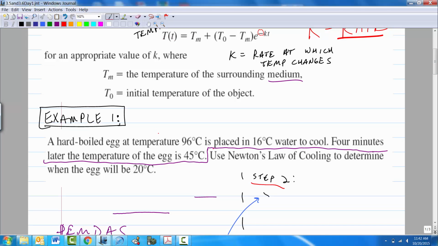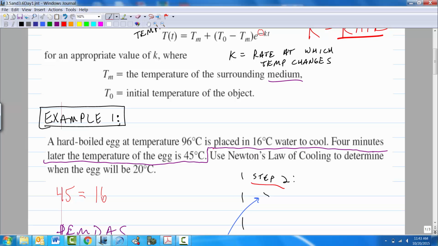Does T of t exist in this first sentence? Is it a number? And if so, what number is it? What number is the temperature after time that I'm looking for in the first sentence? I was hoping people would say it out loud. 45 equals... But then do I have T sub m? What's the temperature of the surrounding medium?